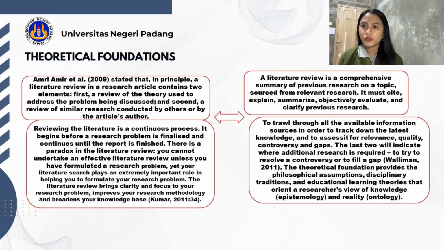Amri Amir et al. 2009 state that in principle a literature review in a research article contains two elements. The first is a review of the theory used to address the problem being discussed, and the second is a review of similar research conducted by others or by the article's authors. Reviewing the literature is a continuous process. It begins before a research problem is finalized and continues until the report is finished.